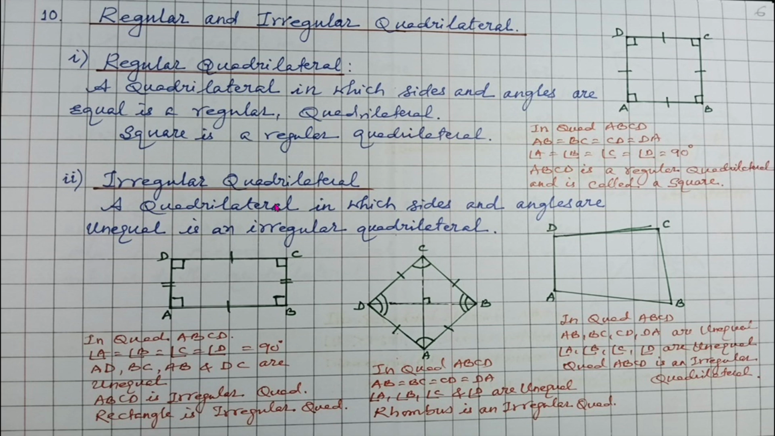Remember that. Now irregular quadrilateral: a quadrilateral in which the sides and the angles are unequal is an irregular quadrilateral. Now if you take a rectangle here, the four angles are 90 degrees, but in a rectangle the opposite sides are equal. That means all the sides are not equal, therefore it is an irregular quadrilateral. So also the rhombus, in a rhombus all sides are equal, but the opposite angles are equal. That means all the angles are not equal, therefore it is an irregular quadrilateral. And also if you look at this quadrilateral ABCD, here none of the sides are equal or angles are equal, and therefore it is an irregular quadrilateral.